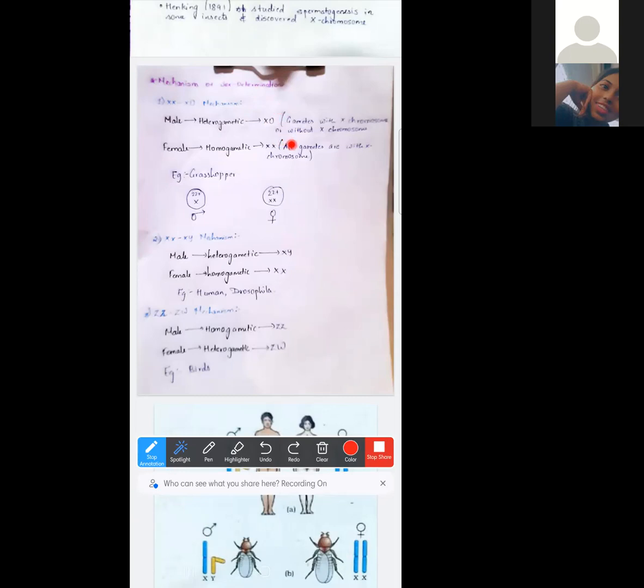So, in the case of males in an XX-XO mechanism animal, half of the gametes will have the X chromosome and half without the X chromosome. In the case of females, they are homogametic, that is XX, and therefore all the gametes produced by females will have the X chromosome in them. An example of this mechanism is the grasshopper and certain insects too.